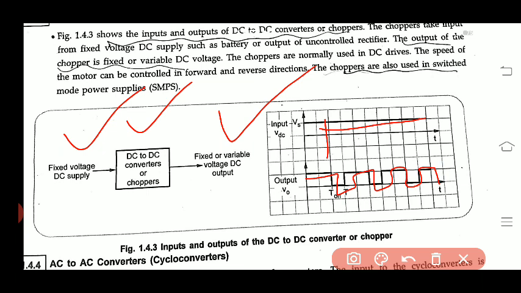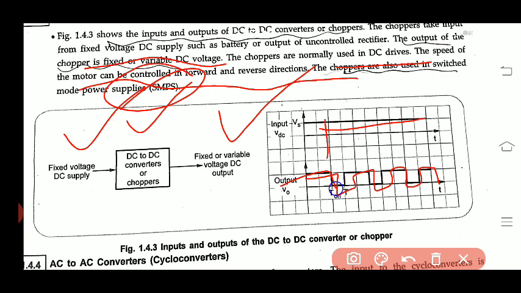The chopper takes a fixed DC voltage input, such as a battery. The output of the chopper is fixed or variable DC. Choppers are normally used in DC drives. Speed of the motor can be controlled in forward and reverse direction. Choppers are also used in switched mode power supply. It is used in SMPS.